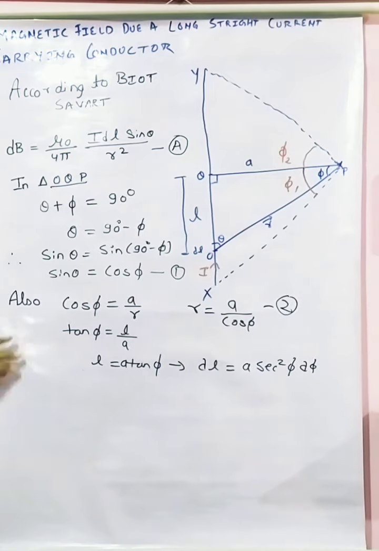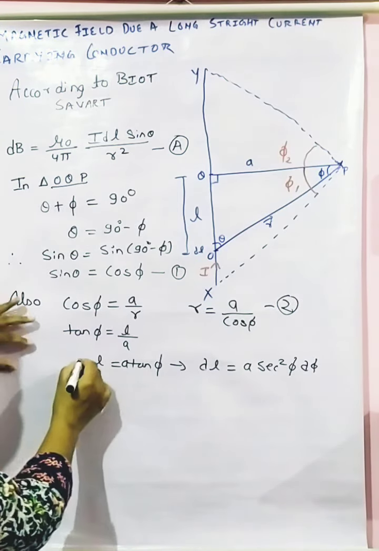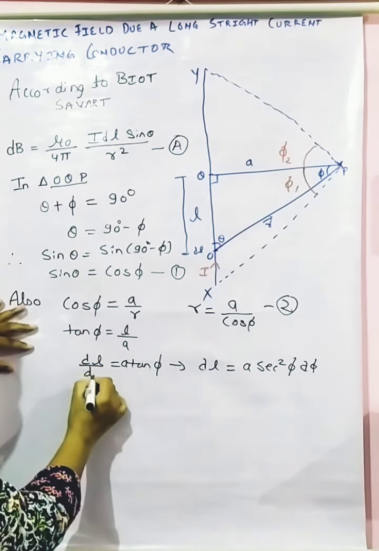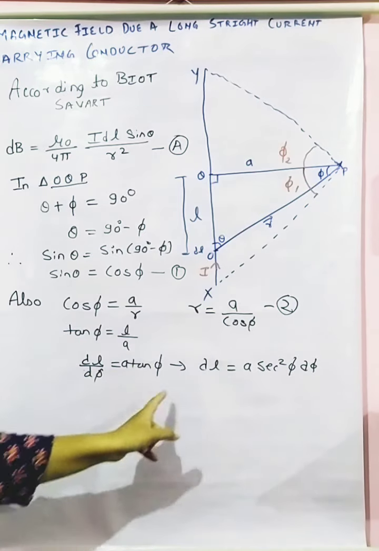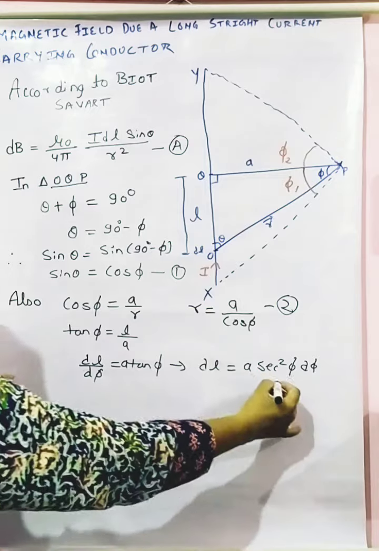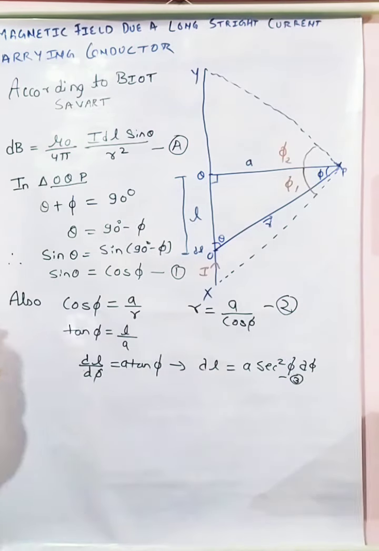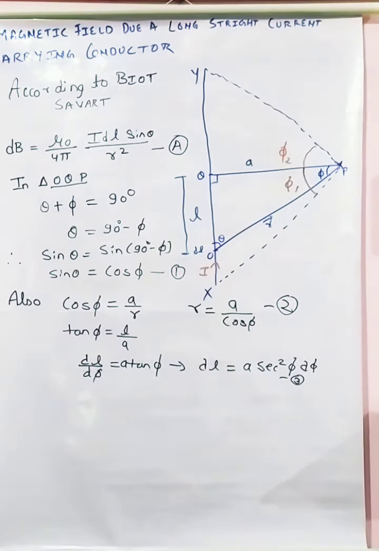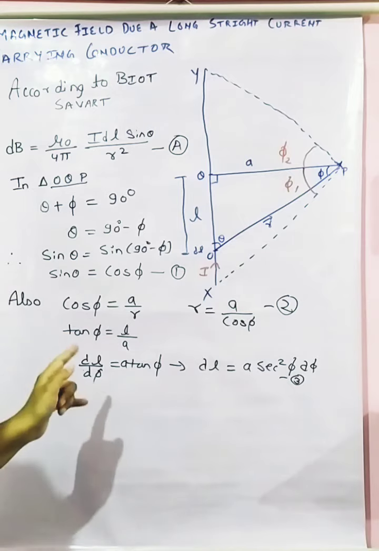Because this I have differentiated how? dL upon d phi. So I differentiate this and get this expression. Let this be my equation 3. Now the question is, why am I finding all of these?